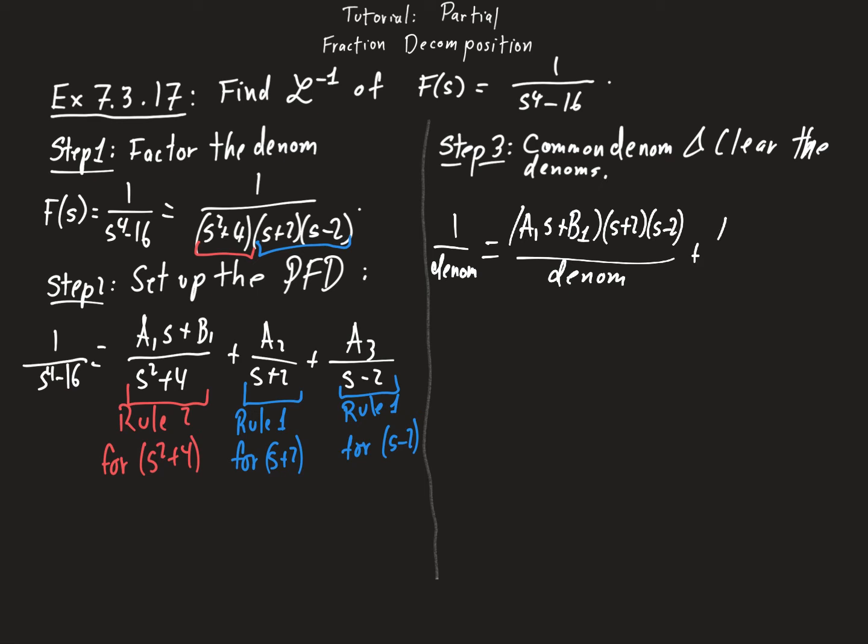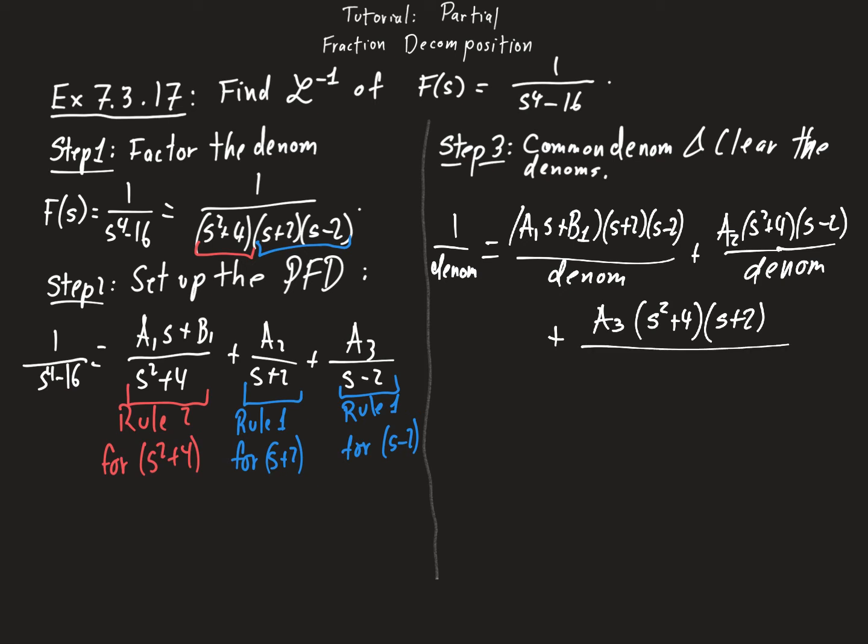Okay, now the second term is a2. And what does this guy have to be multiplied by? Well, this guy has to be multiplied by s squared plus 4, and it needs to be multiplied by s minus 2. And it, again, is over the same denominator. And the third term, which I will write down here, is a3. And this guy needs to be multiplied by, oops, that's not a 4, it's an s squared plus 4. And it also needs to be multiplied by s plus 2. And it, again, is over the same denominator as before.